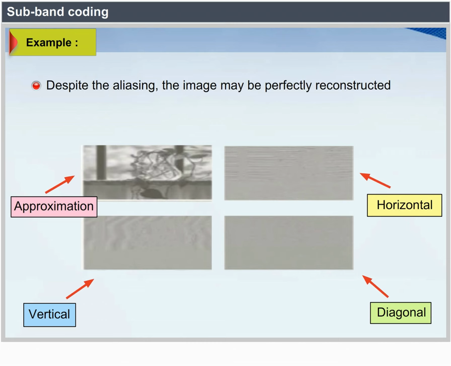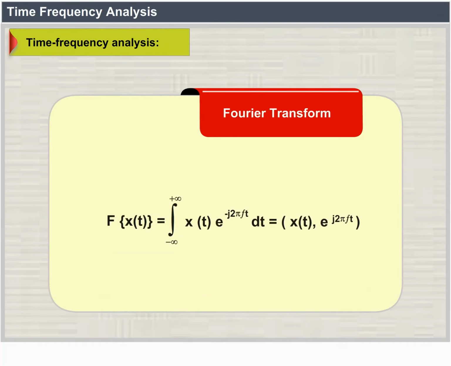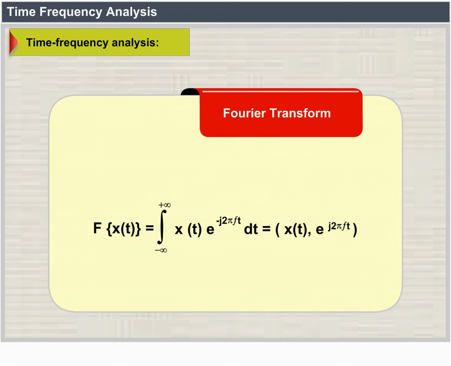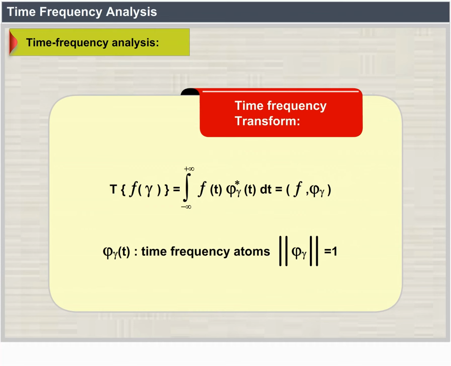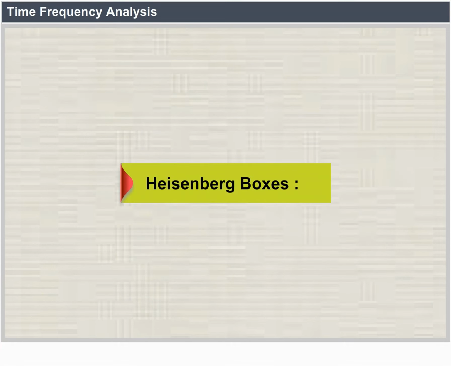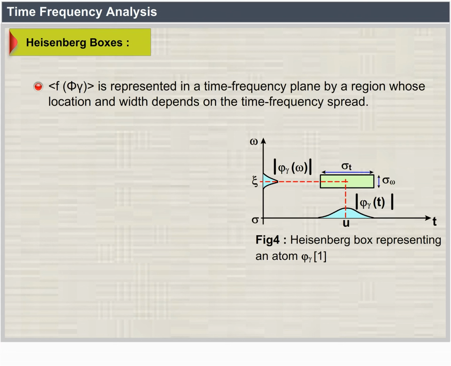Time frequency analysis. The Fourier transform is shown on the screen. Time frequency transforms are shown on the screen. Heisenberg boxes. F of pi of gamma is represented in a time frequency plane by a region whose location and width depends on the time frequency spread as shown.